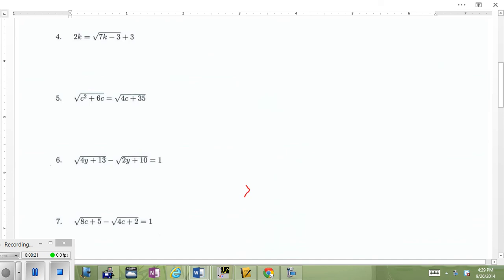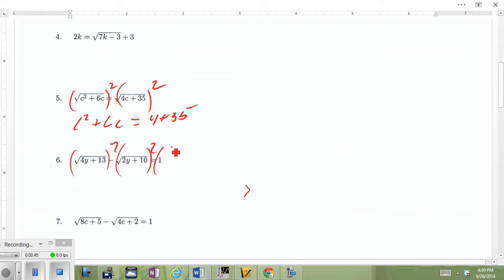Now, number 5 is not so bad. All you've got to do is square both sides, and then you get c squared plus 6c equals 4c plus 35, and that's pretty elementary from there. You should be able to track the problem. You can't get the impression down here, in 6 and 7, that you could just square this and square this. It doesn't work that way, okay?